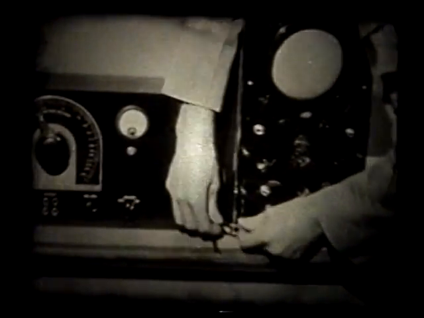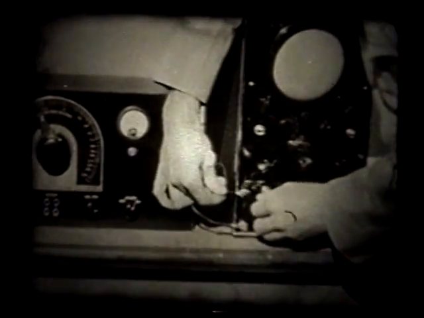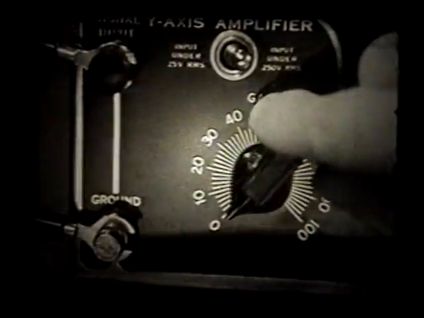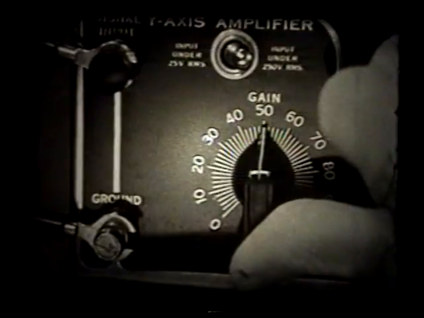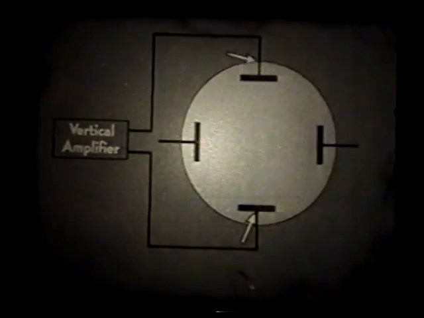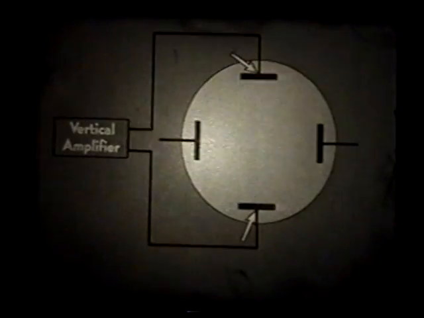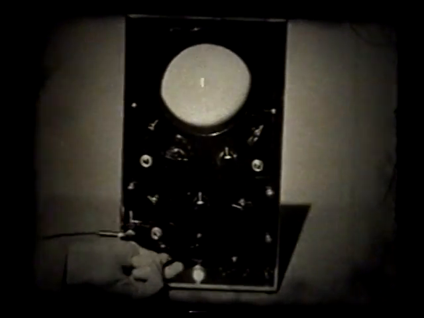Now let's apply an AC voltage source to the vertical deflection circuits. Through these terminals, the signal passes to a simple voltage amplifier circuit. This amplifier, with variable gain control, connects to the cathode ray tube deflecting plates. The gain control on the panel permits us to expand or contract the vertical line of light.